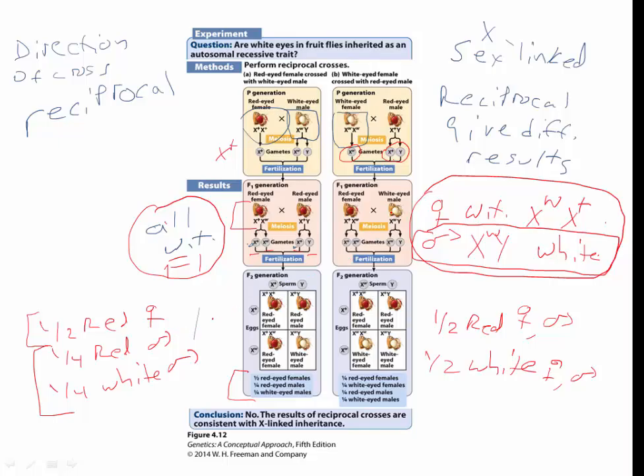So two things. If you see that the reciprocal cross gives you different results, or you see some kind of a difference either in the F1 or the F2 between the inheritance pattern of this gene, whether it's a male or a female, then it's X-linked. If you did an autosomal cross with one gene, let's say, if red was autosomal, you'd get all red in the F1, regardless of sex, and you'd get a 3-to-1 ratio in the F2, regardless of sex, because that's an autosomal inheritance pattern.